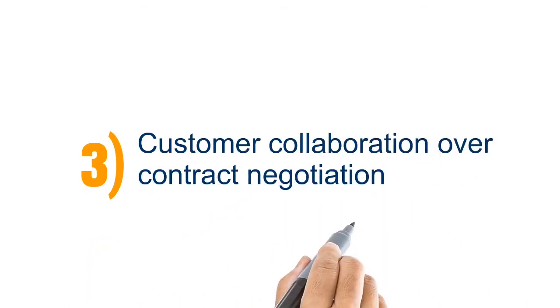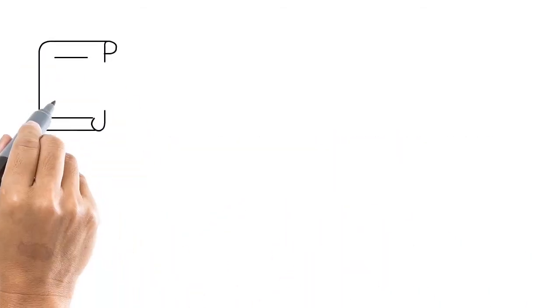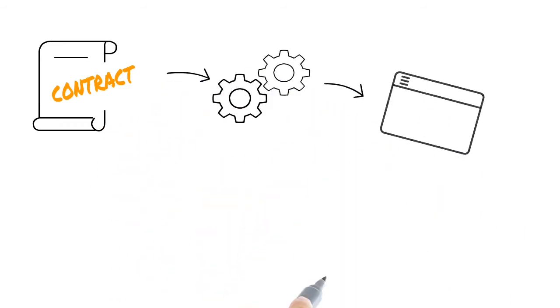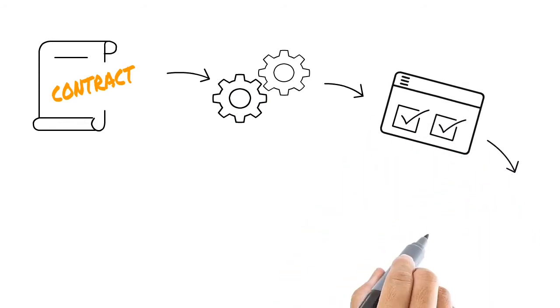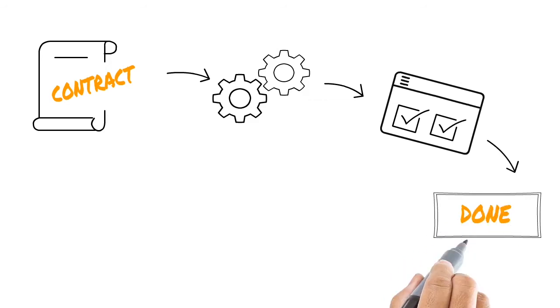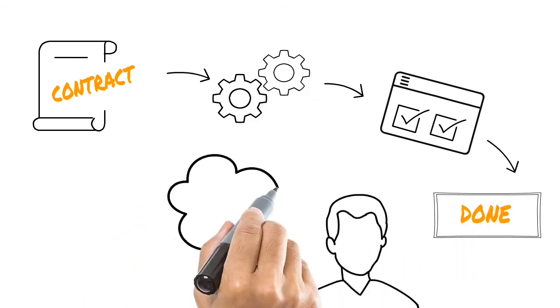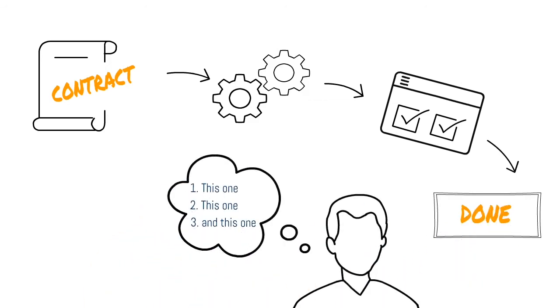Customer collaboration over contract negotiation. In the traditional software development method, the customer was involved only at the beginning of the project for contract negotiation, one more time if there were any changes to be made in the contract, and finally at the end of the project. The development process was more focused on what is written in the contract instead of being focused on what the customer wants.